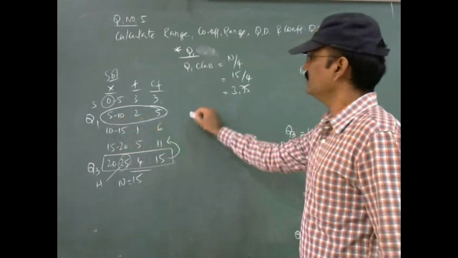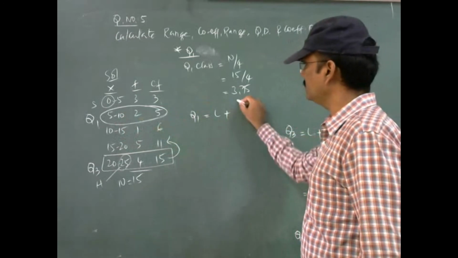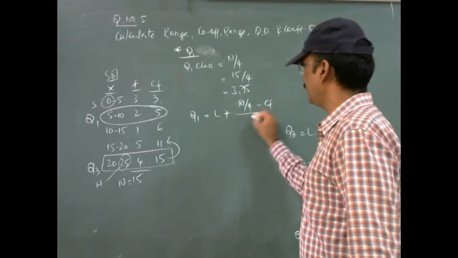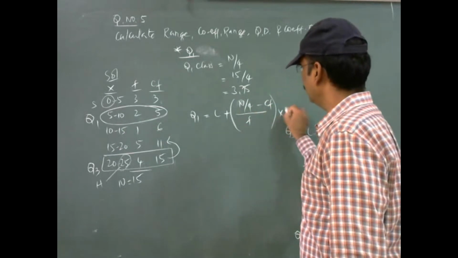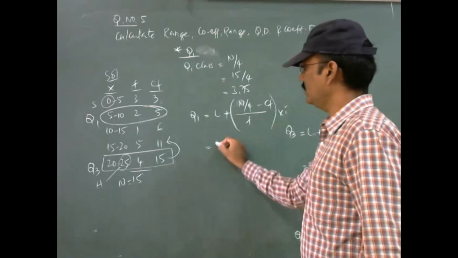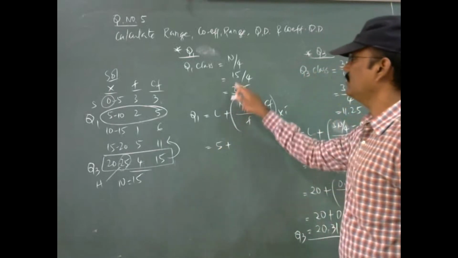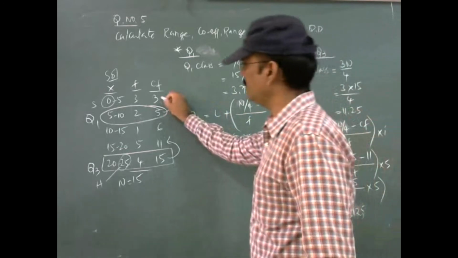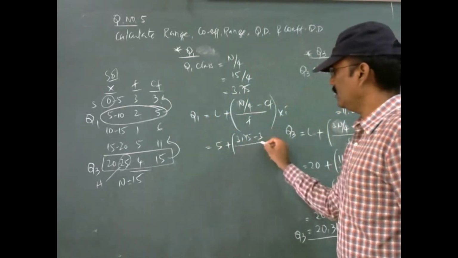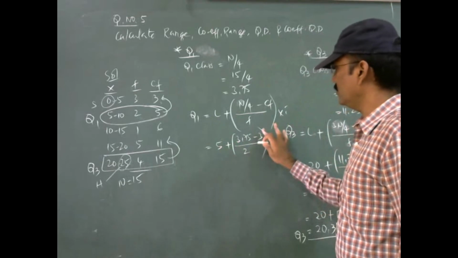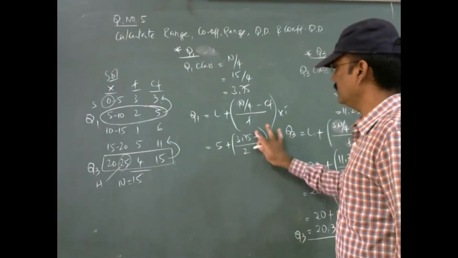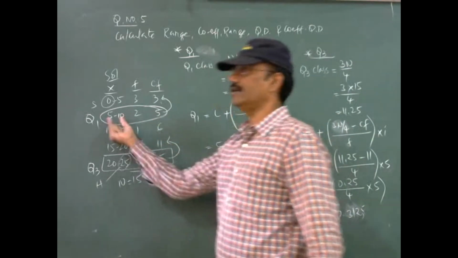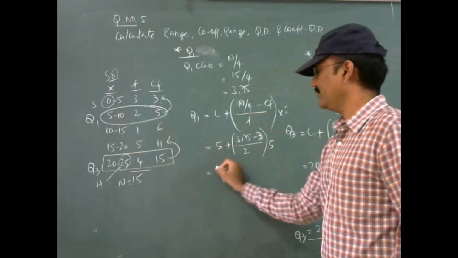So 5 to 10. The answer is Q1 equal to L plus n divided by 4 minus CF, divided by f, into i. What is L? 5, plus n by 4, 3.75, minus preceding CF, how much? 3, divided by simple frequency, which is 2, and width is how much? The width is 5, so into 5. You simplify this one.